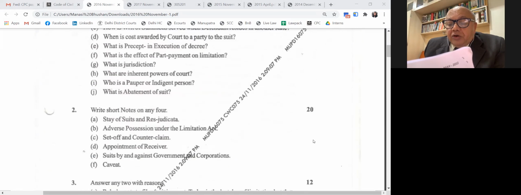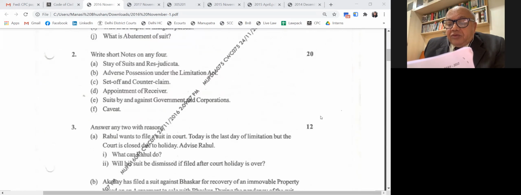Done. Then a short note on stay of suits and res judicata. Sections 10 and 11. I gave you the example of a Bombay suit and a Delhi suit between the same parties. One is filed in Bombay for breach of agreement, another is filed for giving effect to the agreement. Whichever suit is filed earlier will remain, and when the subsequent suit is filed, the defendant therein makes an application for stay of proceeding, so there is no multiplicity of proceedings. Res judicata, Section 11.